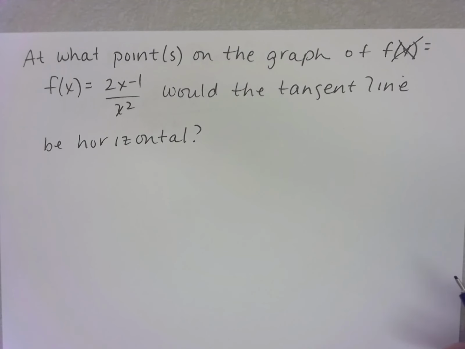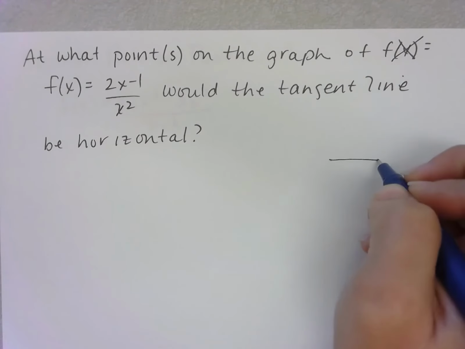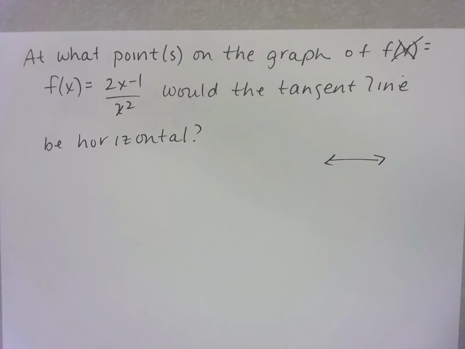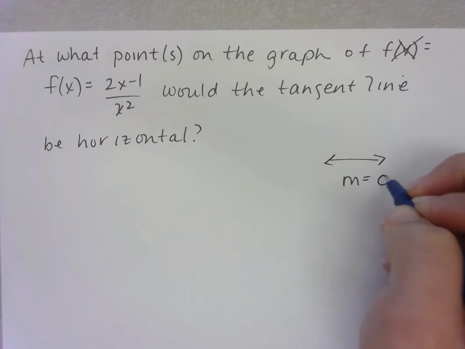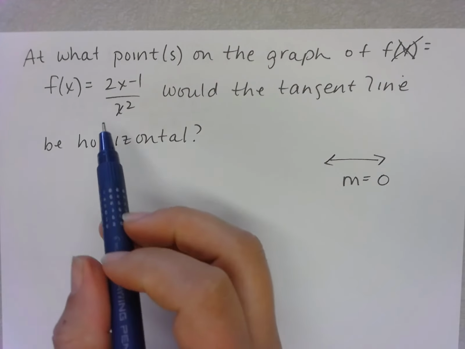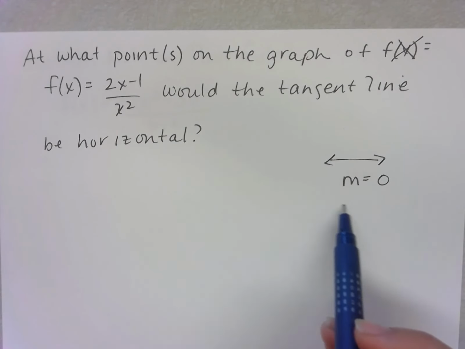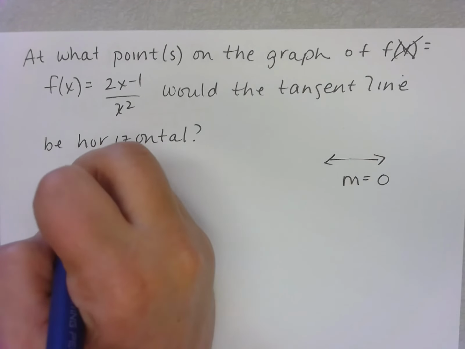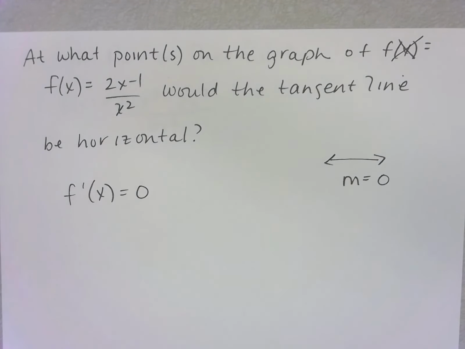At what point on the graph, or points on the graph, of f of x equals 2x minus 1 over x squared would the tangent line be horizontal? So first of all, let's decide what that means. Okay, so if a tangent line is horizontal, then what slope does it have? It has a slope of 0. So this question is asking me, at what point is the slope of my tangent line equal to 0? And the answer to that question is the solution to f prime of x is equal to 0.